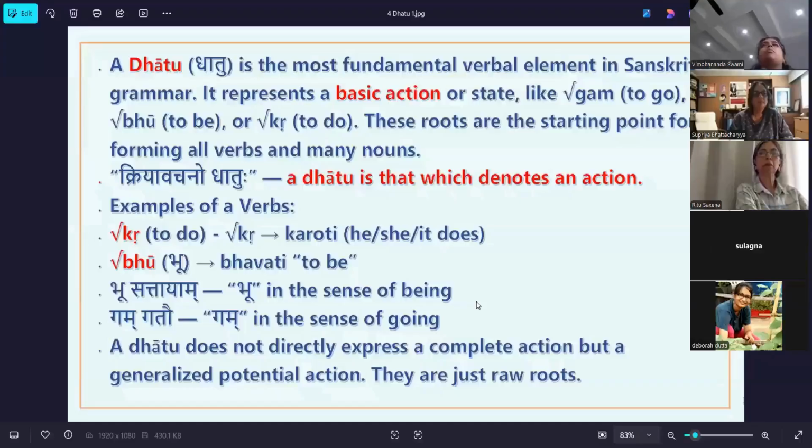Why are we saying not all nouns? Because some nouns are formed from nouns also. For example, if you do samasa, so when you do samasa of two nouns, another new noun is formed. But that noun is formed from those two nouns. Is it not? So nouns can be formed in other ways also.